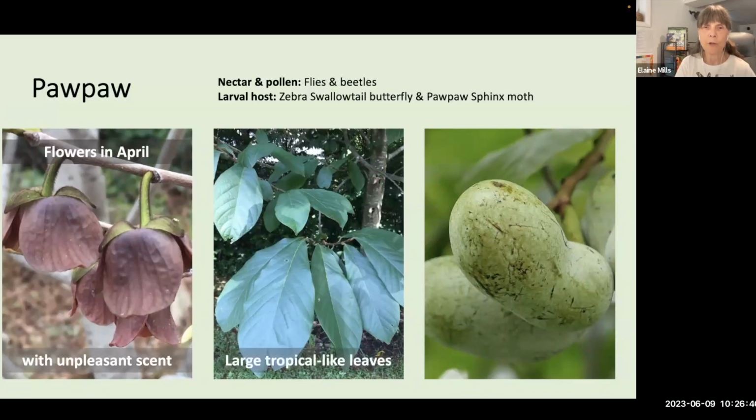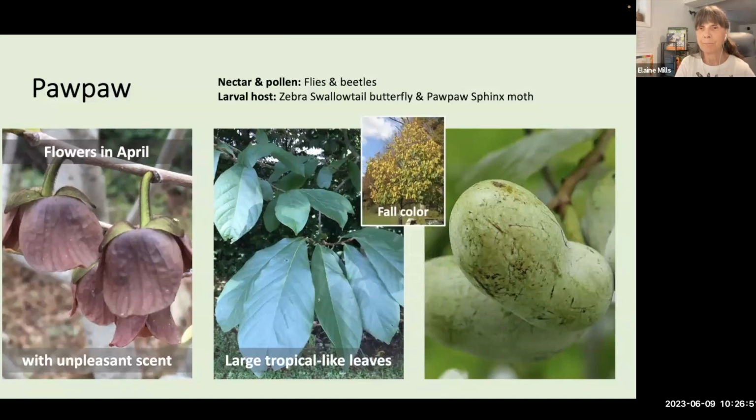Pawpaw has large tropical-like leaves. These are very attractive to our zebra swallowtail butterflies and the pawpaw sphinx moth. Pawpaw has an attractive yellow fall color. Late in summer, fruit will develop, and this is enjoyed both by birds and box turtles.